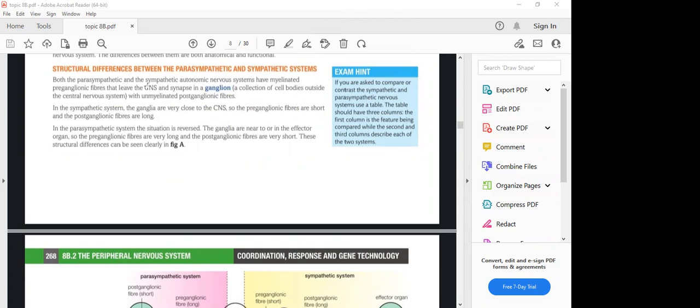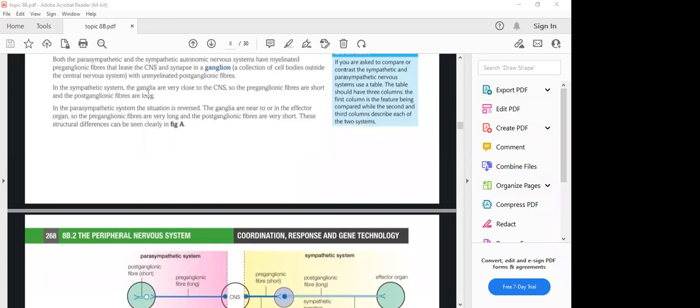Both the parasympathetic and sympathetic autonomic nervous systems have myelinated pre-ganglionic fibers that leave the central nervous system. Ganglion, I have already told you, means a collection of different nerves, right? And the synapse, in a ganglion, is a collection of cell bodies outside the central nervous system, right? Unmyelinated means the myelin sheath is not present there, right?